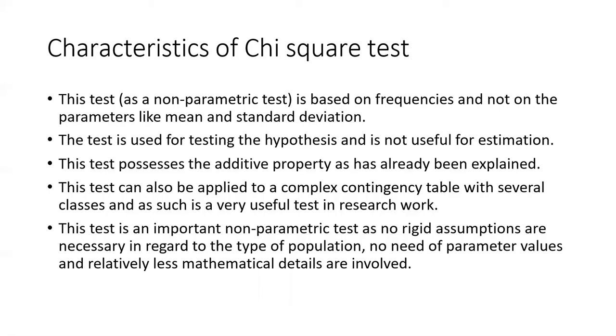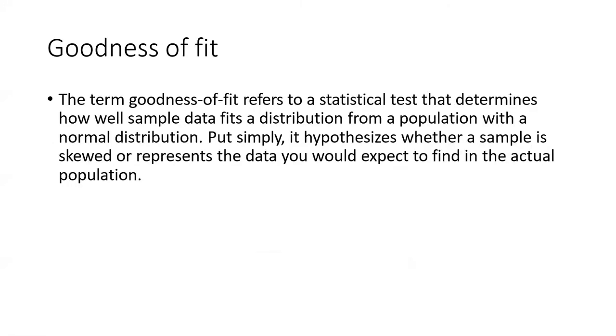This is an important non-parametric test, as no rigid assumptions are necessary in regard to the type of population. There is no need of parameter values, and relatively less mathematical detail is involved. Here, less mathematical detail is involved in case of the chi-square test, which is non-parametric in nature.